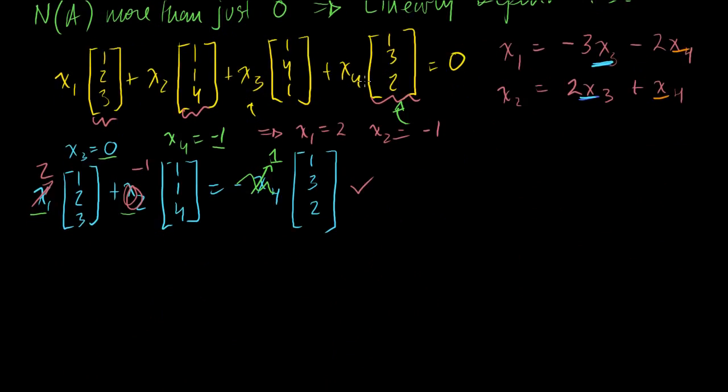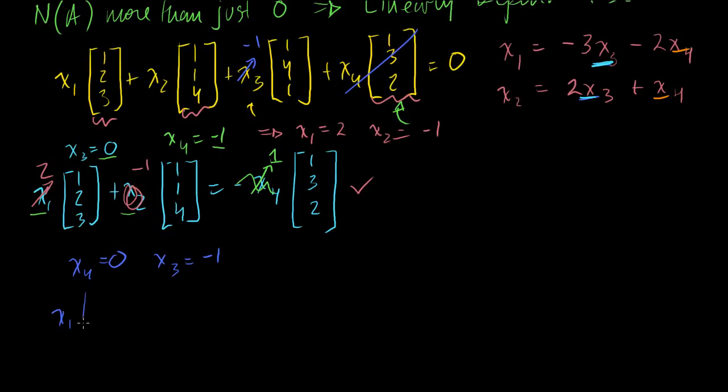Instead of setting x3 equal to 0 and x4 equal to -1, let us set x4 equal to 0, because I want to cross that out. And let me set x3 equal to -1. If x3 is equal to -1, what does this equation reduce to?